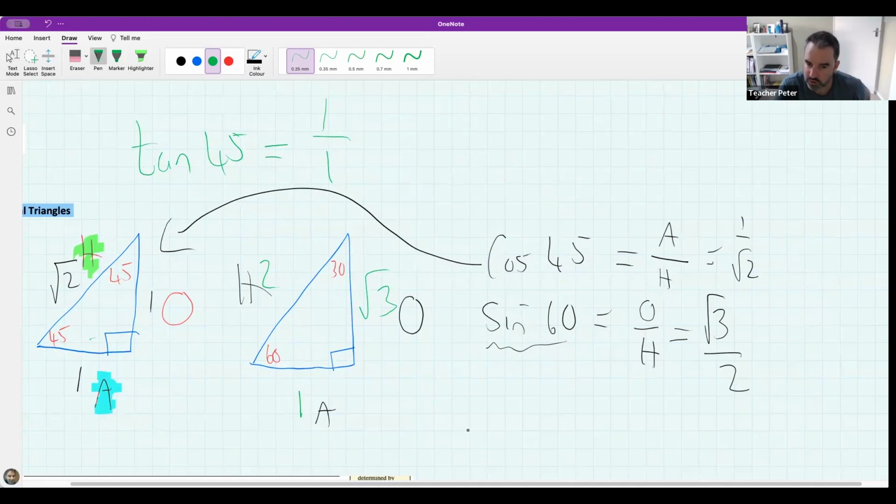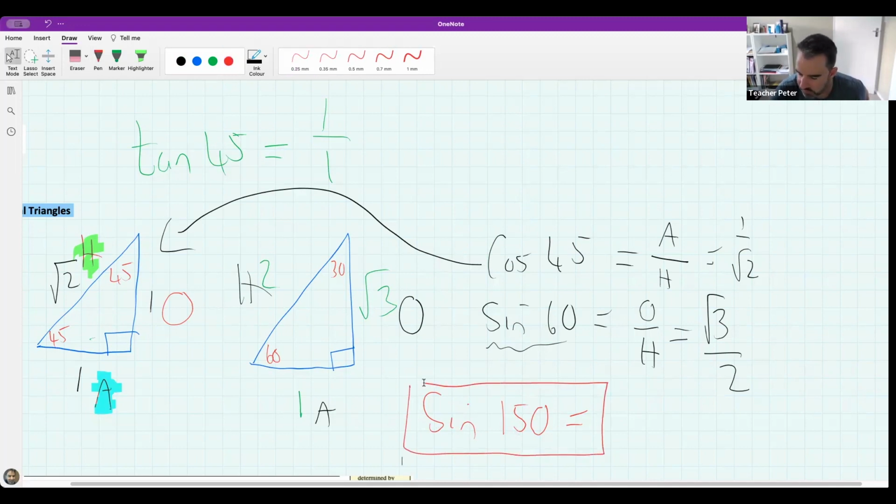Okay, now how can I upgrade this? Well, let's do this one. Can you evaluate without a calculator, what is the sine of 150? I want everyone to try and do that by yourself. If you're feeling generous, you can put a tip in the chat about how to do it. But can you evaluate the sine of 150 without a calculator? And see if you can use what we've learned so far in today's lesson.